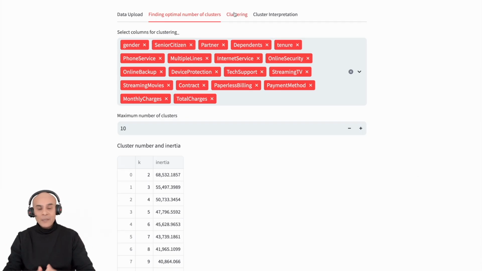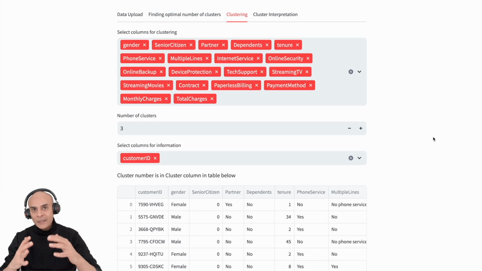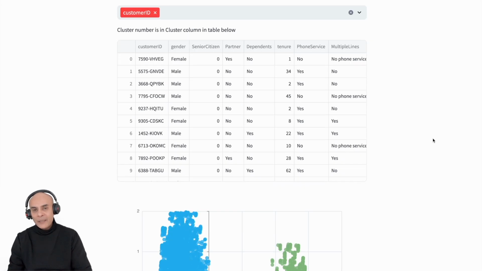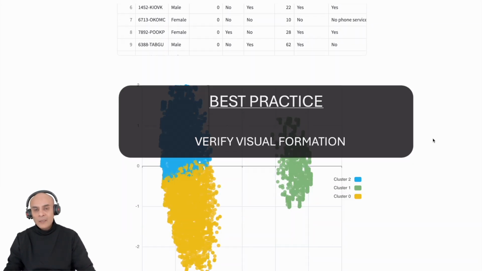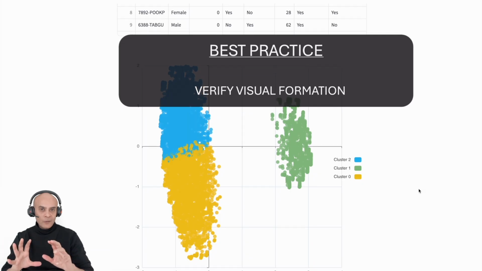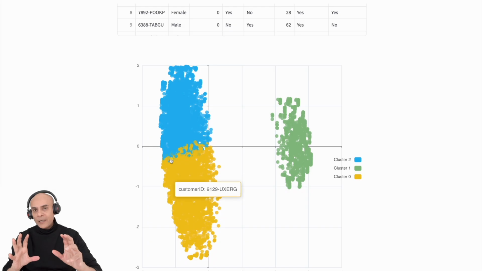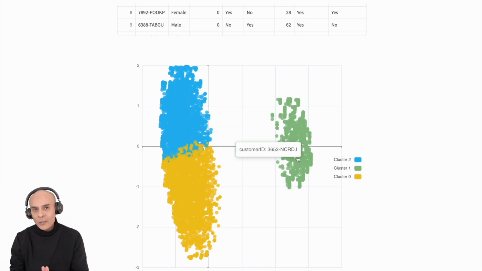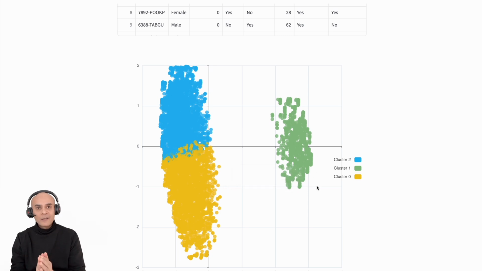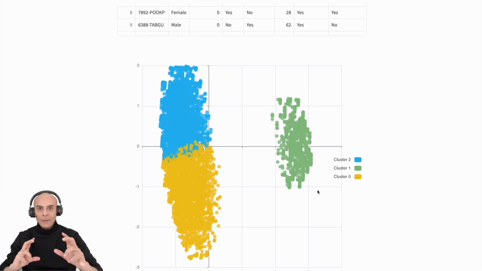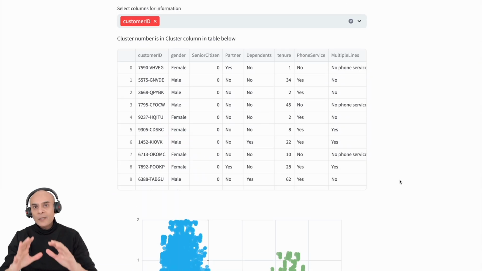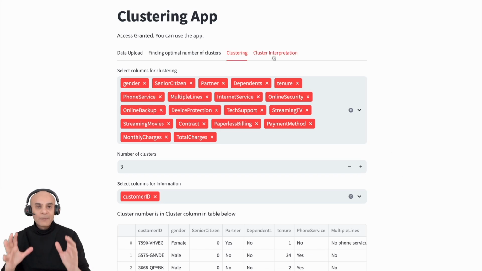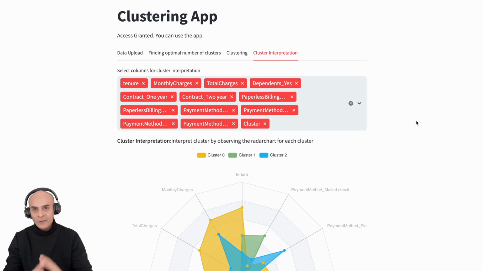Now the next step is of course to do the clustering itself. And here the best practice is to see the visual formation of clusters. You need to ensure that the clusters are well formed and they are separated from each other. And you can see in this visualization that indeed the cluster formation is nice and all the clusters are kind of separated from each other. Now once the clustering is done, the next best practice is to interpret the clusters.